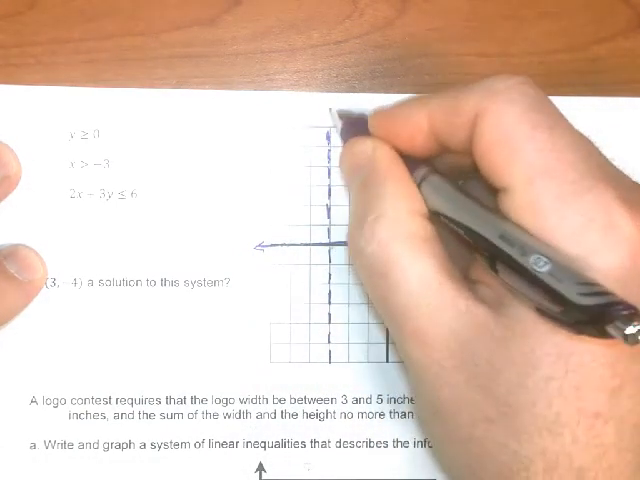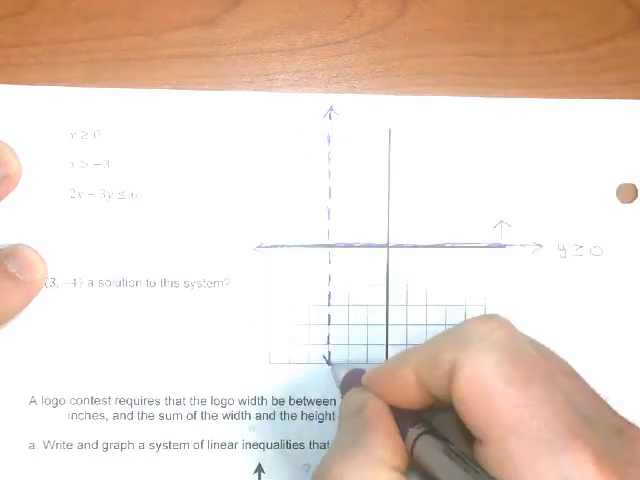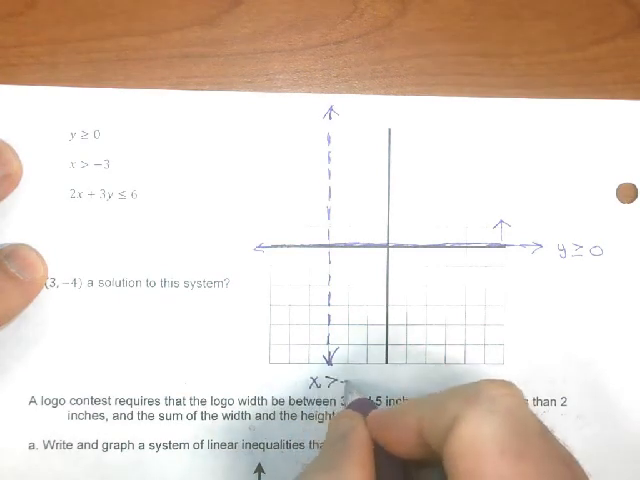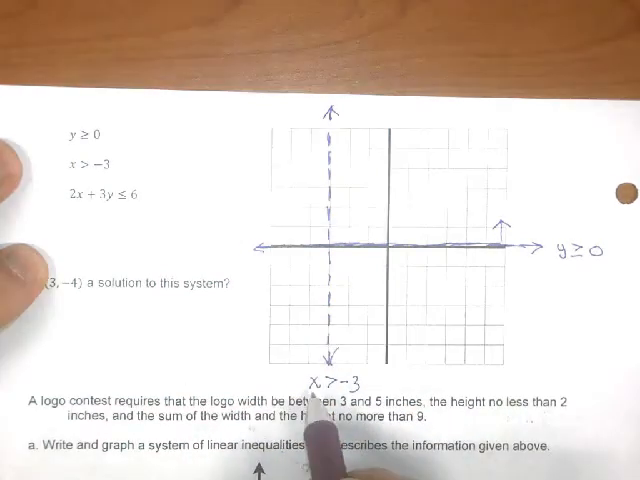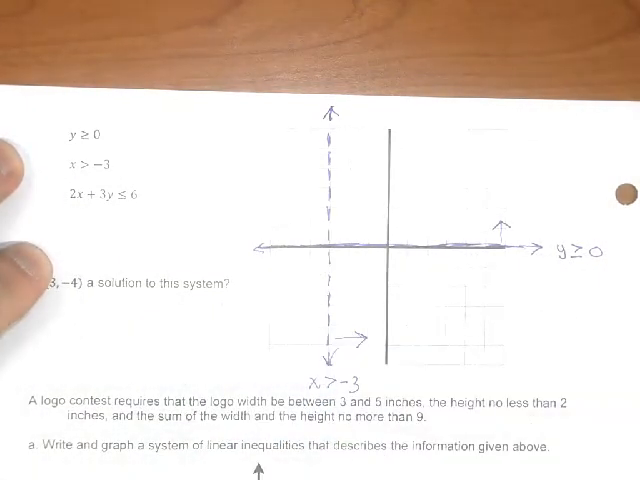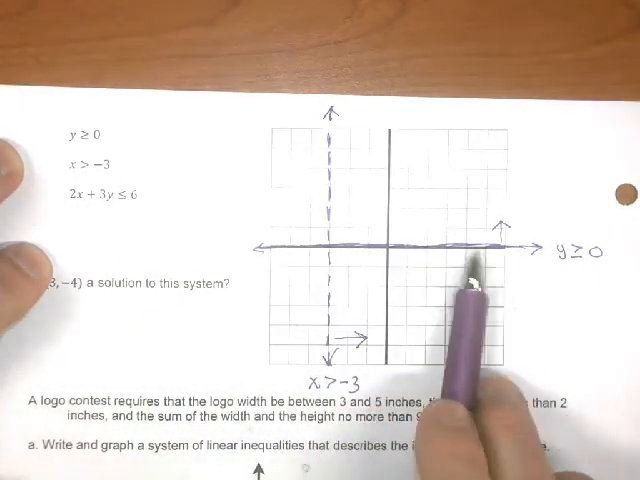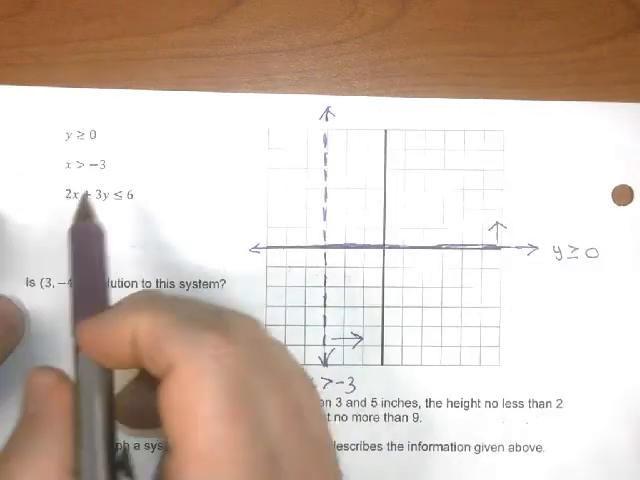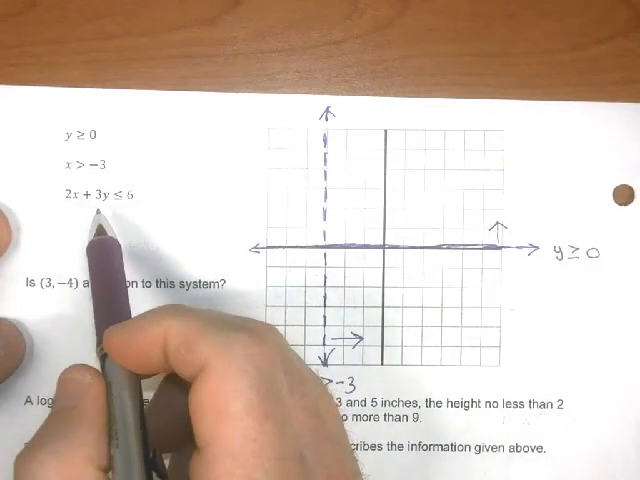So we dash our lines here vertically. And we'll label that also. X has to be greater than -3. So if x has to be greater than -3, I'm going to be going towards the right because those are numbers that are bigger than -3.